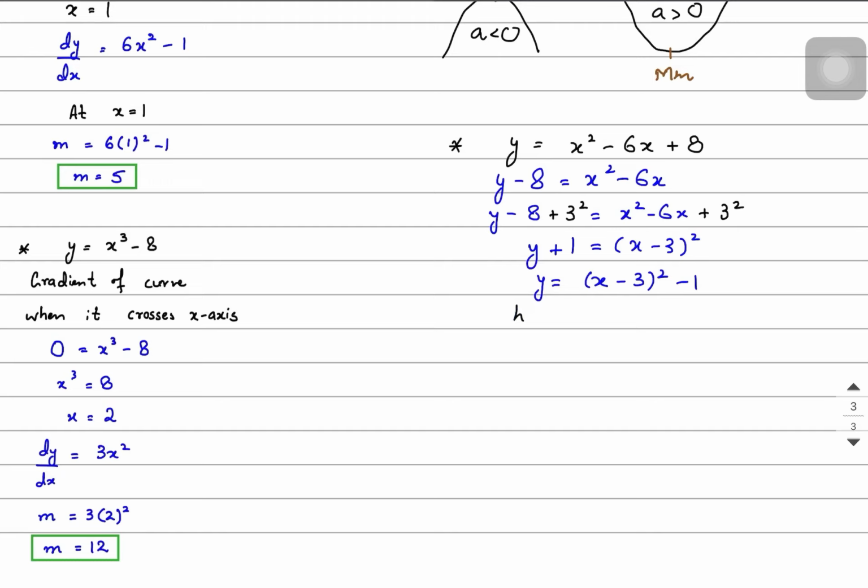So my h value is 3, plus k. My k value is negative 1. So my turning point is going to be the vertex point. I would suggest writing it as a vertex point. It is going to be (3, -1). Okay. So what is the other method to find the turning point?